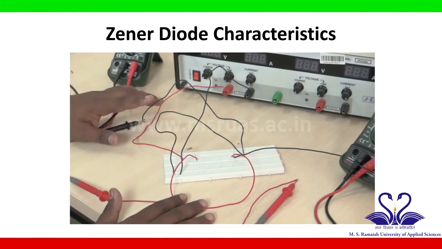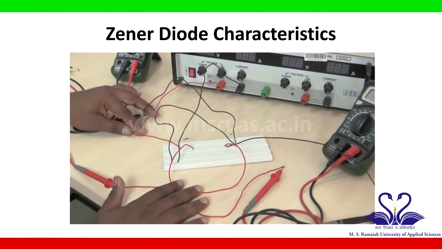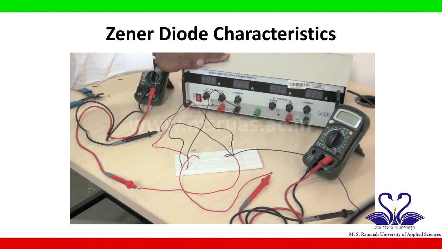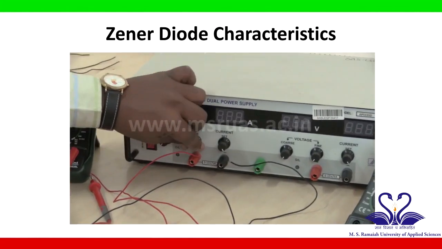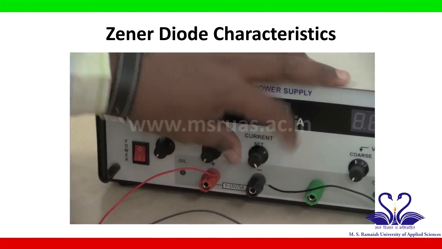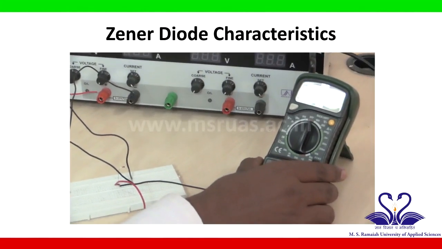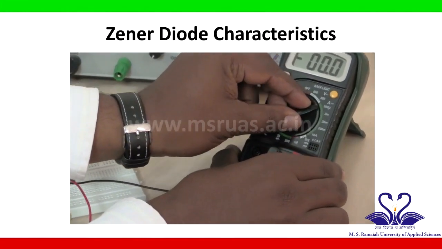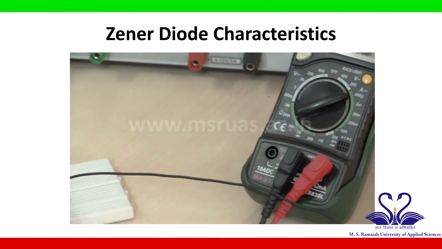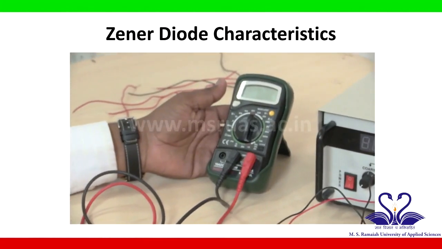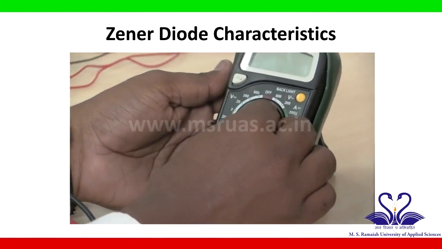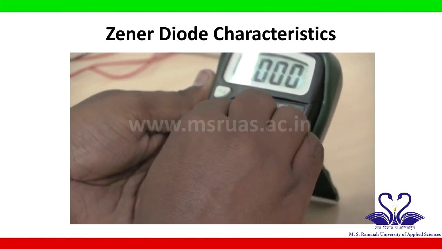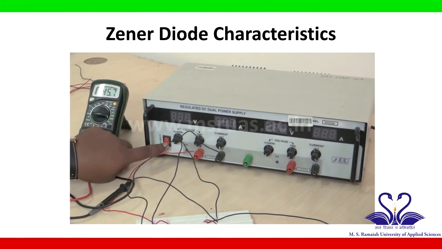This completes the forward bias Zener diode circuit connections. Now we will take some more readings. Before turning on the dual DC power supply, you should keep the voltage at a minimum value and the current set to a maximum value. This multimeter, as we have used as an ammeter, so bring this knob to the DC ammeter position, that is 200 micro. And this multimeter, as we have used as a voltmeter, bring this knob to the DC voltmeter position, that is 200 milli DC volt. Now turn on the dual DC power supply.